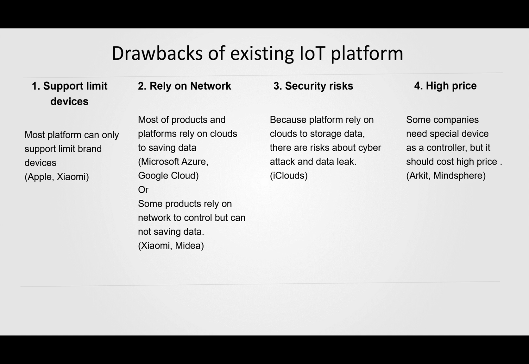The first is they cannot connect all devices. Most platforms can only support limited brand devices. For example, Apple HomeKit can only connect with Apple Inc. products. Xiaomi can only link with products made by Xiaomi.